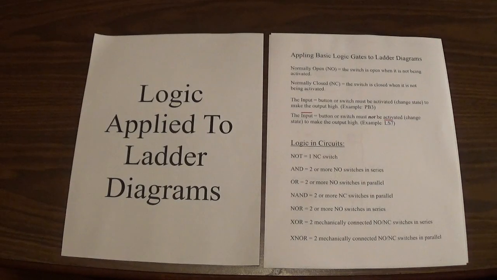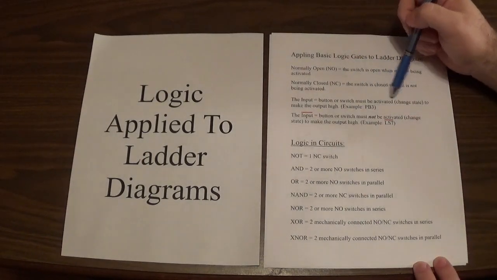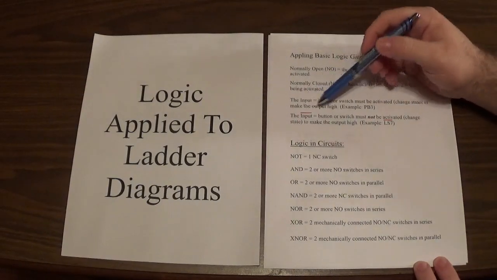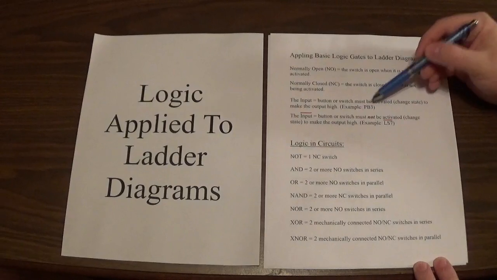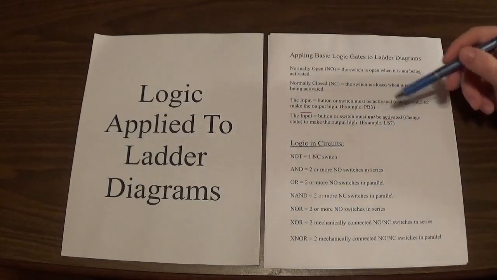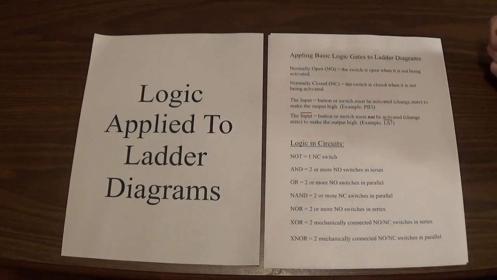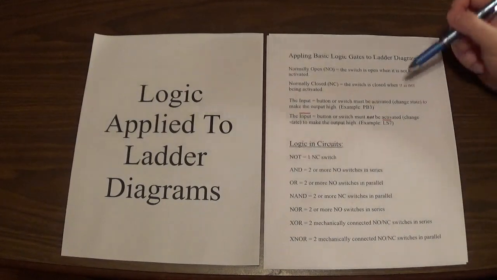Alright, so when we look at integrating this with our ladder logic and with our digital logic, one thing we have to understand is whether we activate the switch or not activate the switch when we're looking at the logic and also writing out the Boolean equation for it. If we just write the input, whatever that input is, then that means the button or switch must be activated or change state for the output to be high. So for example, PB3, that's just a push button. That means we have to push that button in order for the output to come on. So that means it's normally open.